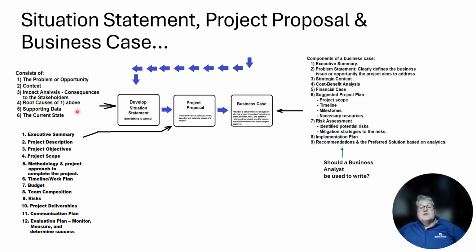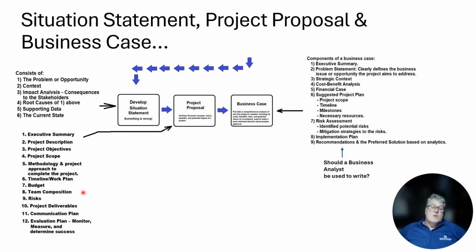We develop supporting data, and we assess and write the current state. After developing a situation statement, we move on to what's known as a project proposal. In a project proposal, you might have an executive summary, a project description, project objectives, a project scope, methodology and project approach to complete the project, a timeline and work plan, budget, team composition.